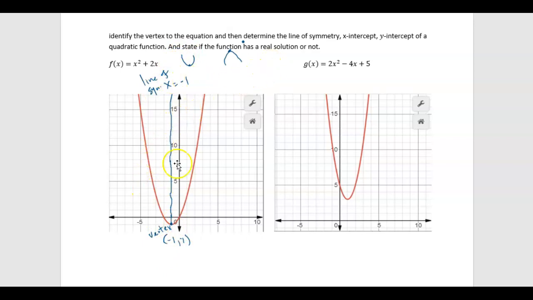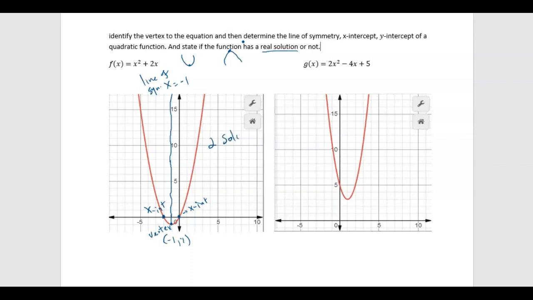So what about the x-intercept? The x-intercept is wherever the graph crosses the x-axis. In this case, you have one over here, that's an x-intercept, and you also have one over here, that's an x-intercept again. So you've got two x-intercepts. Your x-intercepts are your real solutions. The number of x-intercepts you have is the number of real solutions you're going to have. So in this case, you have two real solutions.